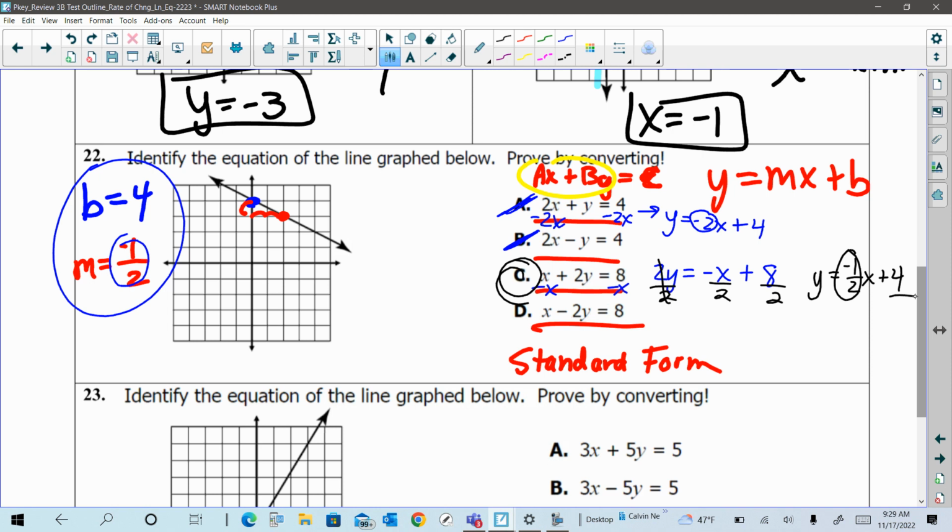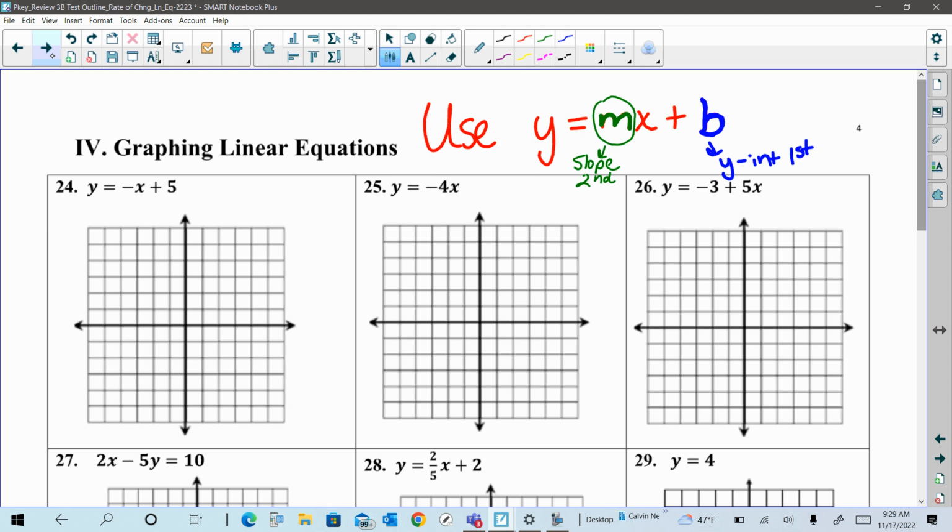All right, let's talk about the last section. So let's go to the back. I put a little note for you. When graphing linear equations, use y equals mx plus b, meaning the equation needs to be in this form because you're going to start with the b and then use the slope to graph more points.